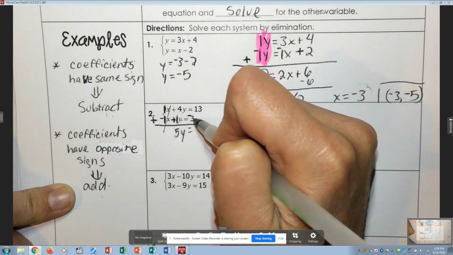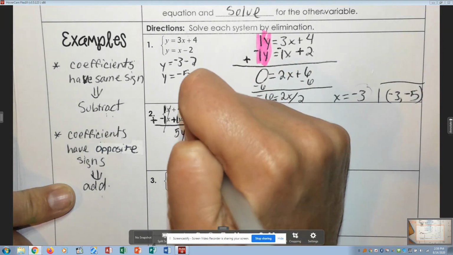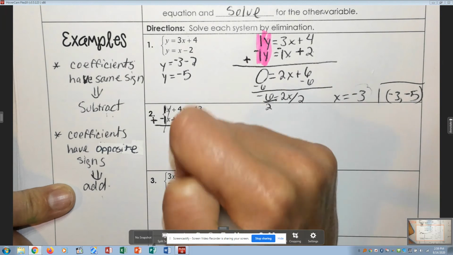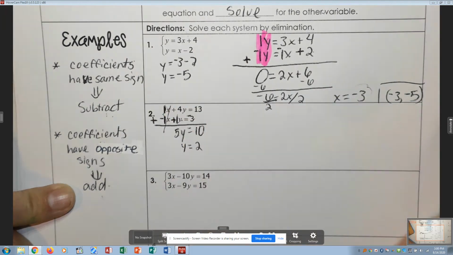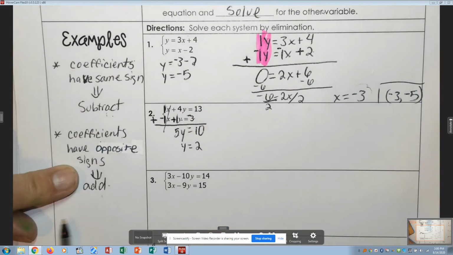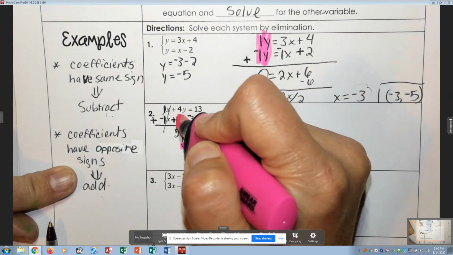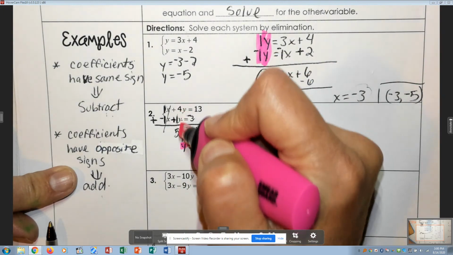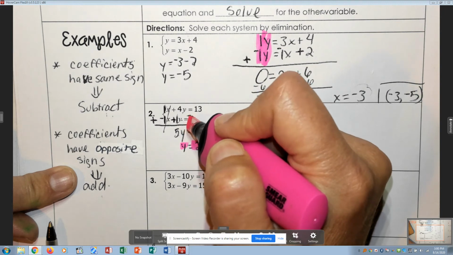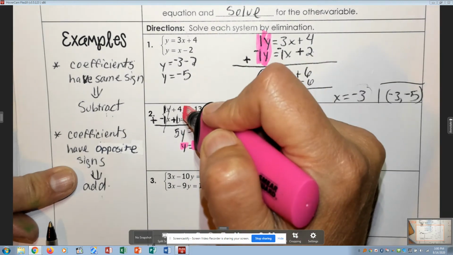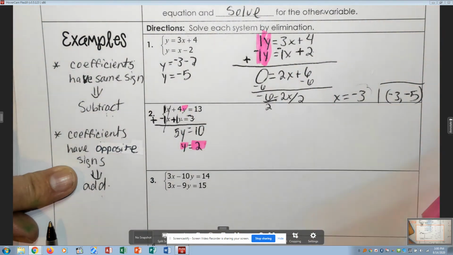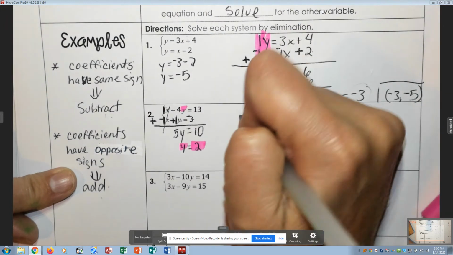13 plus negative 3 is 10. Divide by 5, divide by 5, y is equal to 2. Okay? So if y is equal to 2, let's plug it in for a y. I could plug it in for that y or that y. Which one will give me the least amount of math? Let me put it here. I don't think it's the least amount of math, but we'll see.